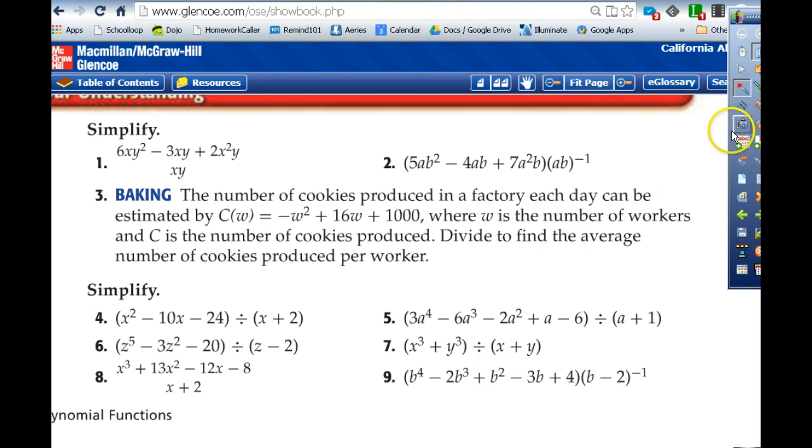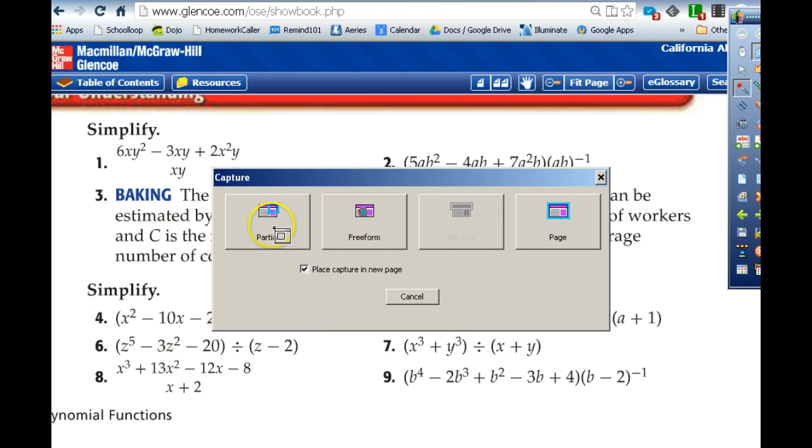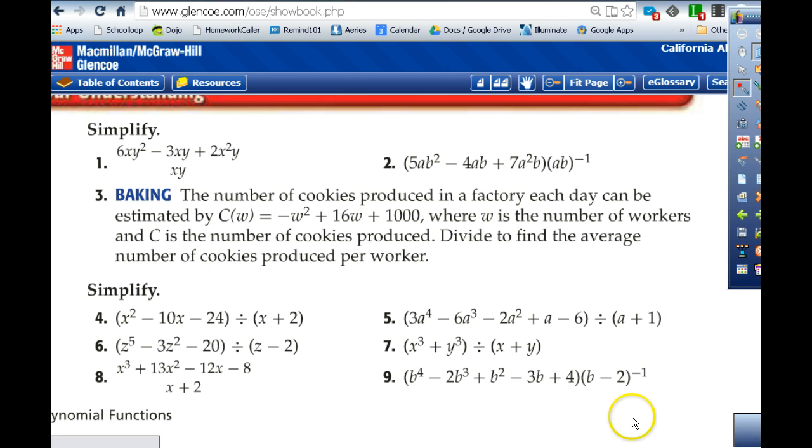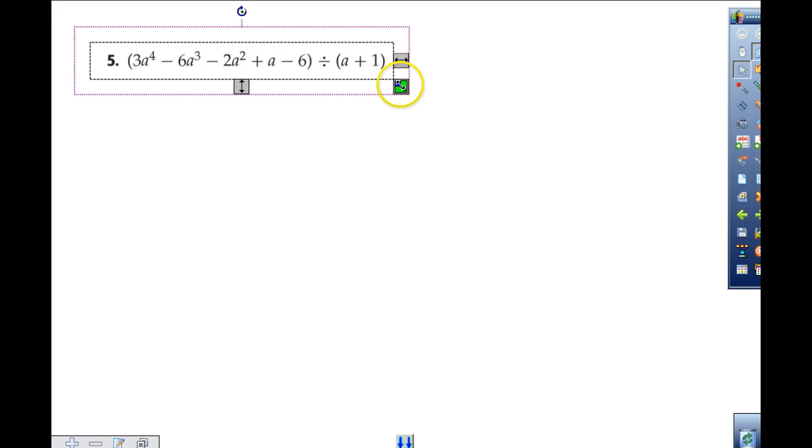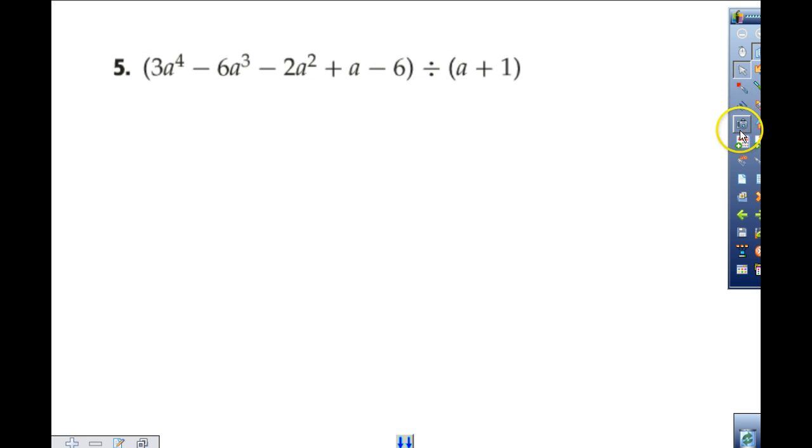Ooh, let's try 5. Give you a second to get that copied down. This is your actual homework, so you want to write this down.